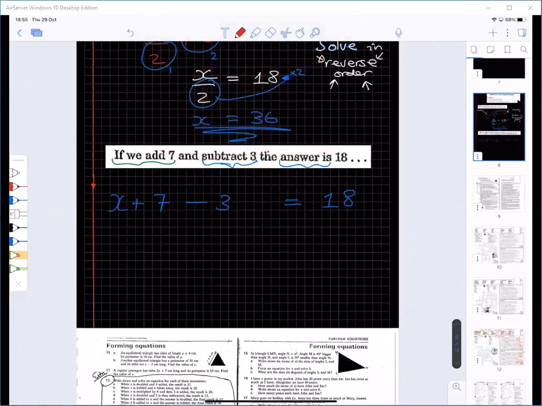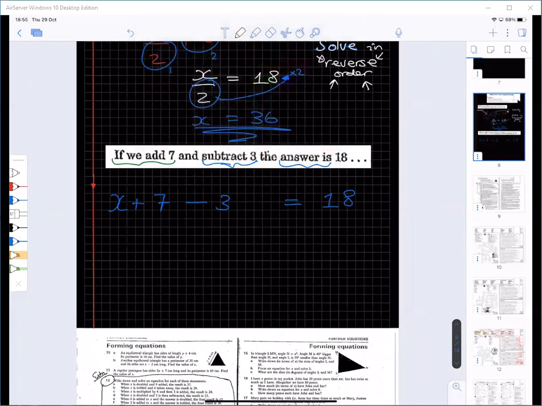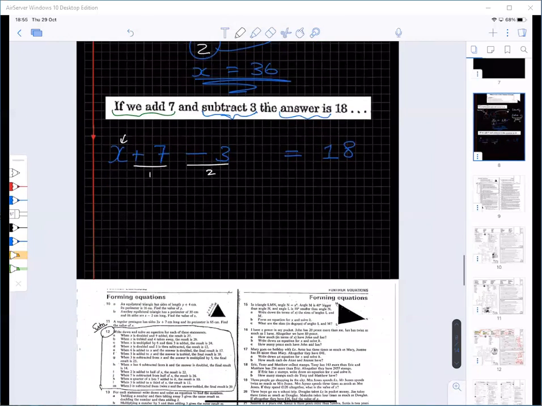Okay. Now, what do we do now? We have to start at the x, and then we have to identify our steps. Go on then. What is the first action? The first action is plus 7. Which is the second action? Minus 3. Which one do we move first? Minus 3. Opposite of minus 3 is? Add 3. 18 add 3 is? 21. Okay, lovely.